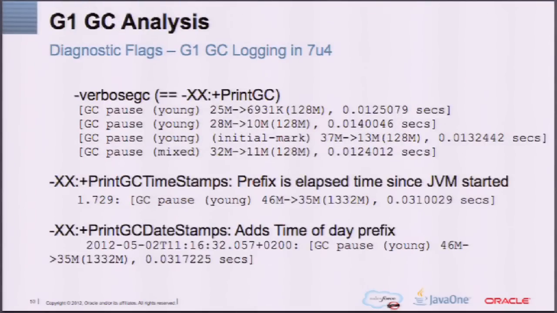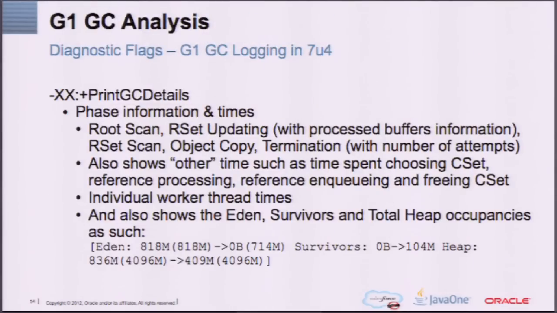What diagnostic flags can you use? You can use verbose GC, which is similar to print GC. The output looks like that. You can use print GC timestamps, which prefixes the elapsed time since the start of the JVM process. Output looks like that. Print GC date stamps, again, adds a time of day prefix to it. Looks just like that. Diagnostic flags again, this is what I use: print GC details and print GC timestamps.